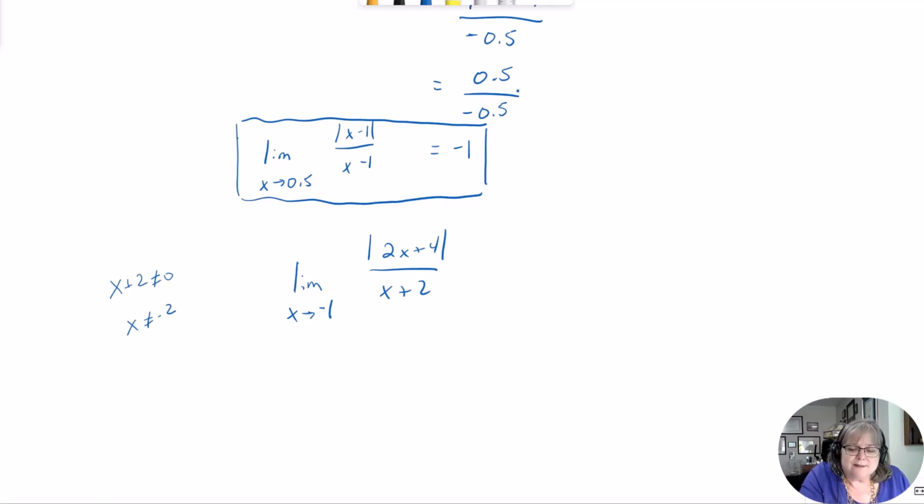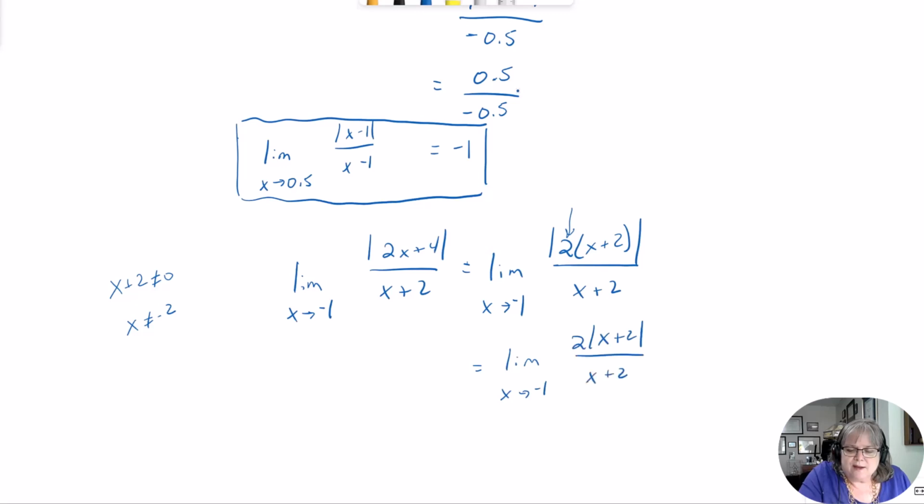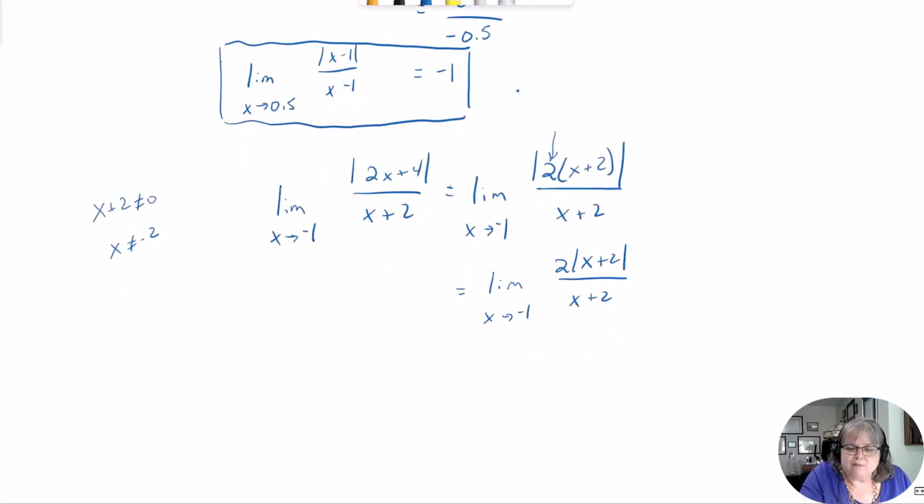So since this looks like an absolute value over something that looks kind of related to this, I want to use that concept about maybe this has a variation of a 1 in there to do this. So if I factor out a 2, right, then I could actually say, well, the absolute value of this 2 is 2. So it's the limit as x approaches negative 1 of 2, absolute value of x plus 2 over x plus 2. And see how it's got that variation on a theme of 1.